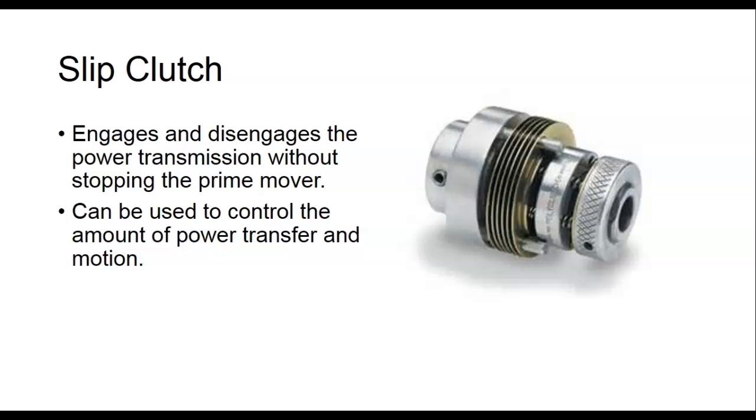So slip clutch, we have several of these on our manufacturing line over there. It engages and disengages the power transmission without stopping the prime mover. It can be used to control the amount of power transferred and the motion. Most of these are adjustable. Basically what you're doing is tightening up these plates right here. It's called a slip clutch because the plates are actually slipping against each other. And of course, the tighter you make them, the less it's going to slip, right?